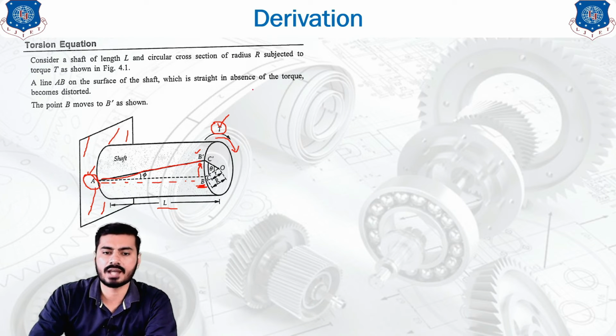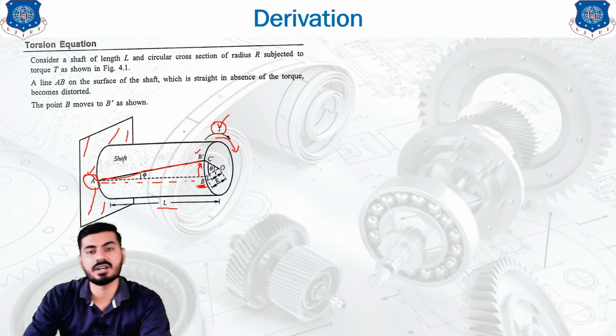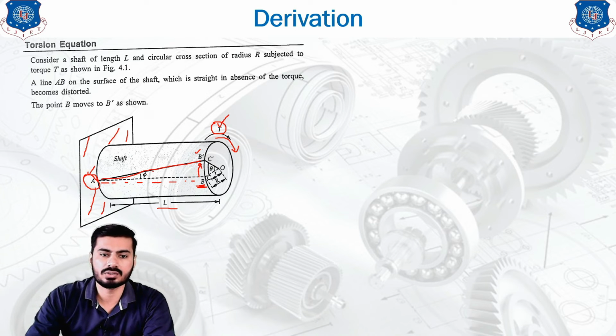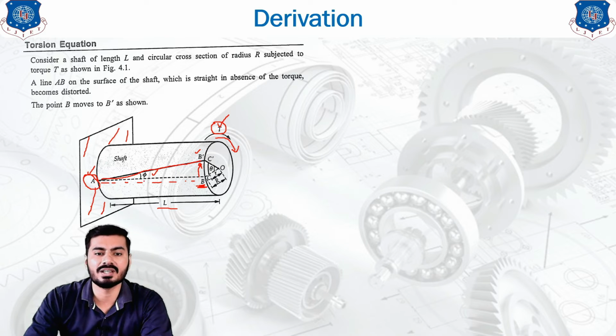Now what happens? Now we will see two different angles over here. This is the angle phi, which is the angle between the original line that is represented by the dotted line, and after twisting, the line that is represented by the AB dash line. It is the angle between the AB and AB dash.